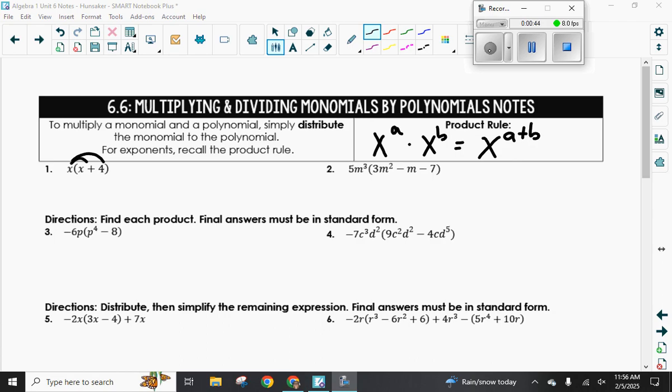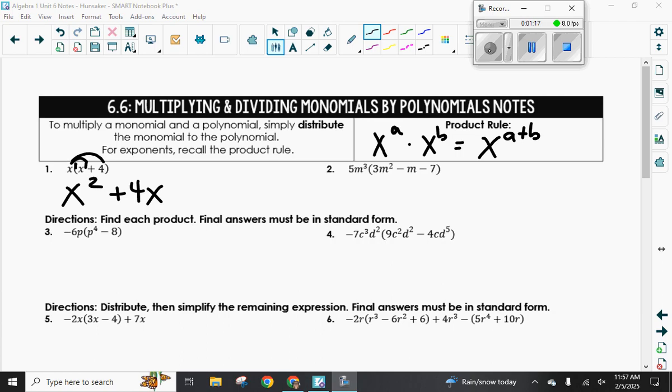I'm going to multiply x times x. Remember, both of these x's have an exponent of 1. So when I multiply x times x, what do I get? X to the what? Second, 1 plus 1. Then I'm going to multiply x times 4. X times 4 is just 4x. So basic example, but basically what we're doing today, just going to add in some more terms, add in some more variables and exponents. Okay?